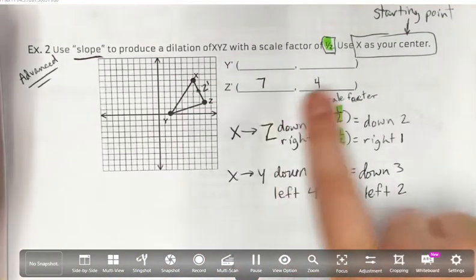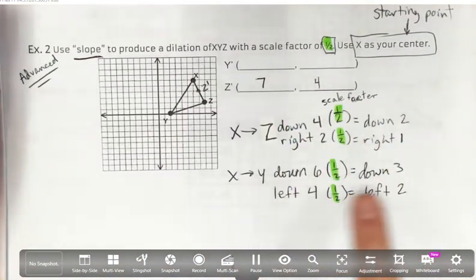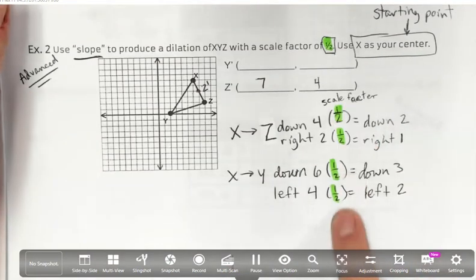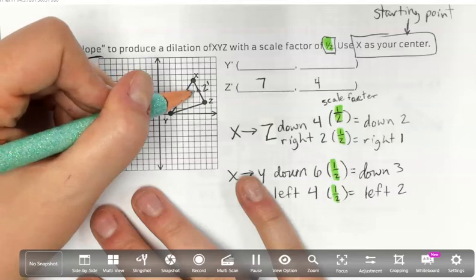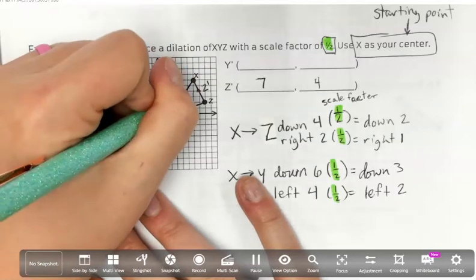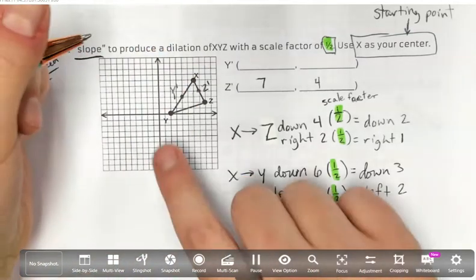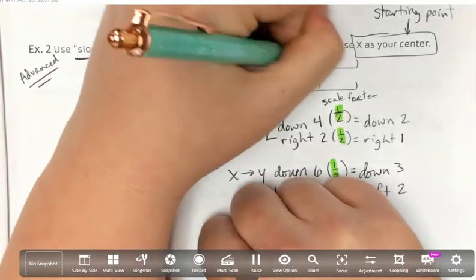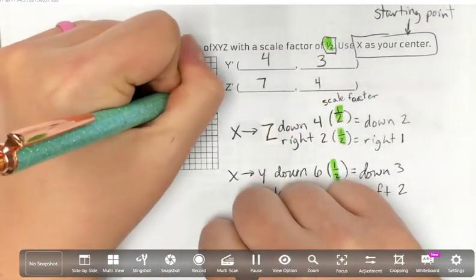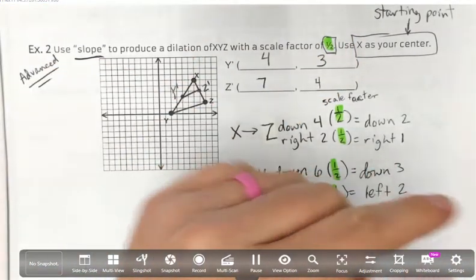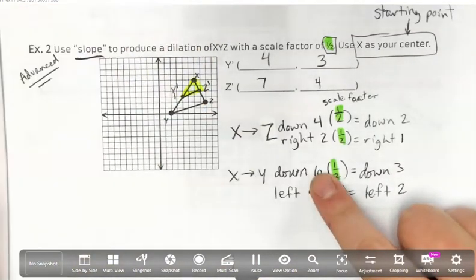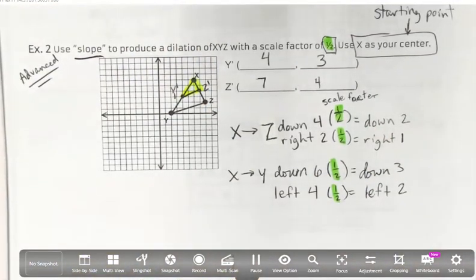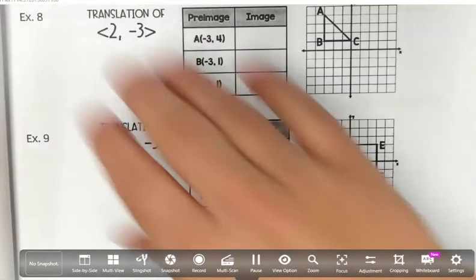So notice what does not change. The down stays the same, the left stays the same, down and left. The only thing that changes is the number. So now we will go down 1, 2, 3, left 1, 2, and our new y prime is going to be 4, 3. And all we have done is we have now changed the shape to a smaller triangle. All right, moving on to example 3.